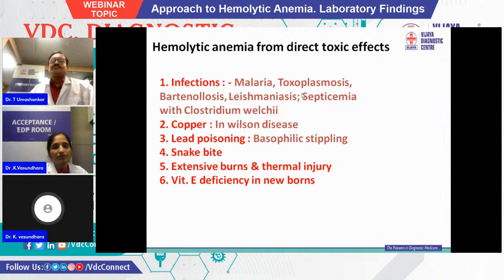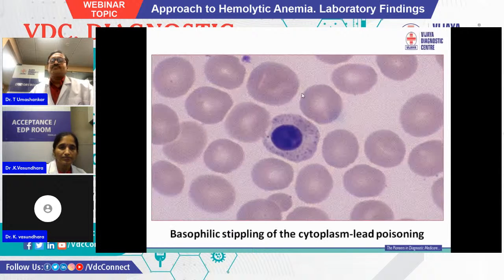Next, coming to hemolytic anemia from toxic effects, it includes infections like malaria, toxoplasmosis, septicemia, and in case of Wilson disease and lead poisoning also, you'll see this basophilic stippling, which causes this hemolytic anemia. Snake bite, burns, and thermal injuries also will have this hemolysis. This is the basophilic stippling seen in case of lead poisoning.